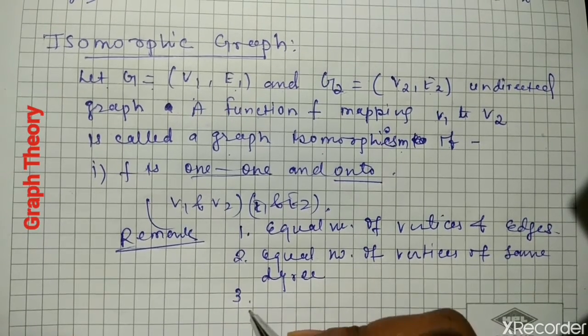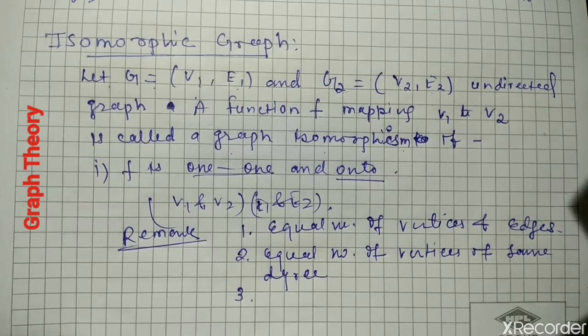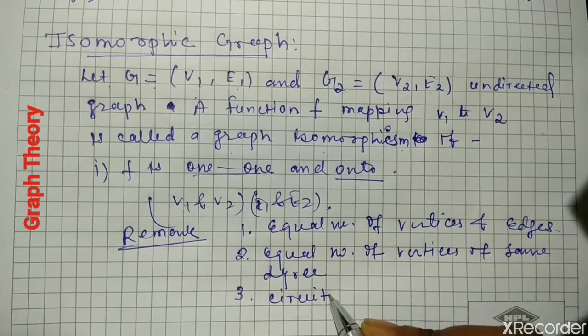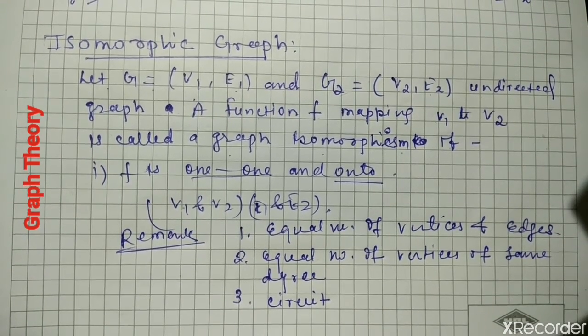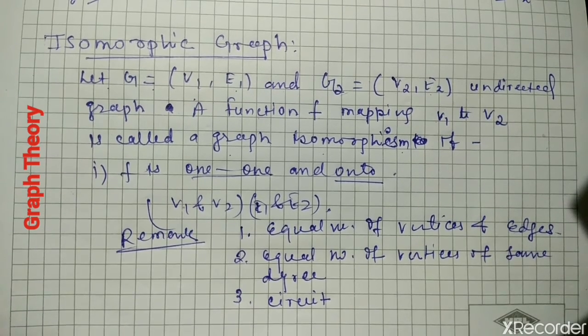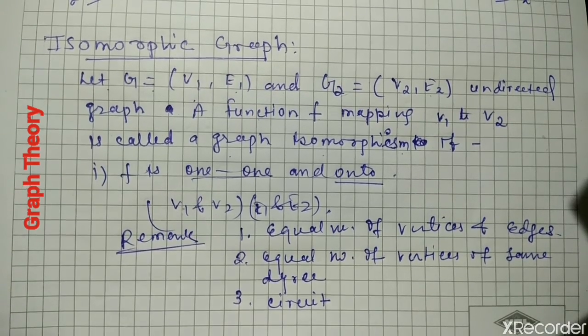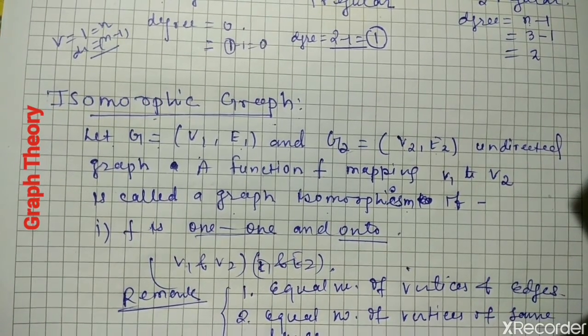And number 3 is, it should be possible to start from any vertex in the two graphs and find a circuit that includes every edge of the graph. All the edges you have taken in this graph should be included. Only then can we say that the graphs completely prove the isomorphism.